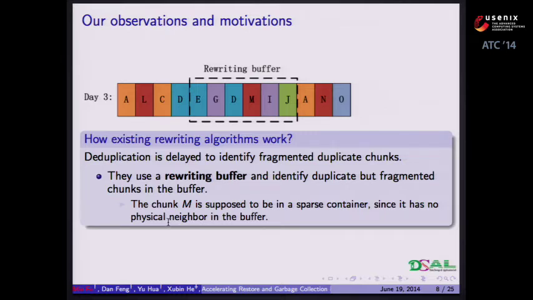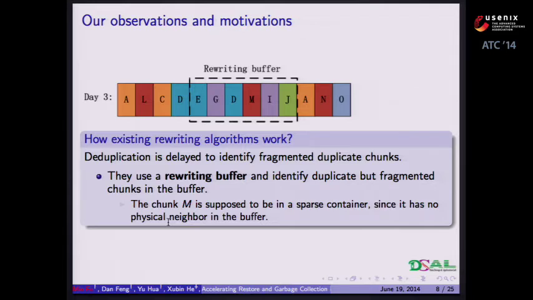Existing rewriting algorithms use a rewriting buffer to hold consecutive chunks during the backup. As shown in the figure, on the third day we back up this stream, and currently the rewriting buffer holds 6 chunks from E to J. The 6 chunks are all duplicate. While analyzing their container IDs, we find the chunk M has no physical neighbors in the rewriting buffer.